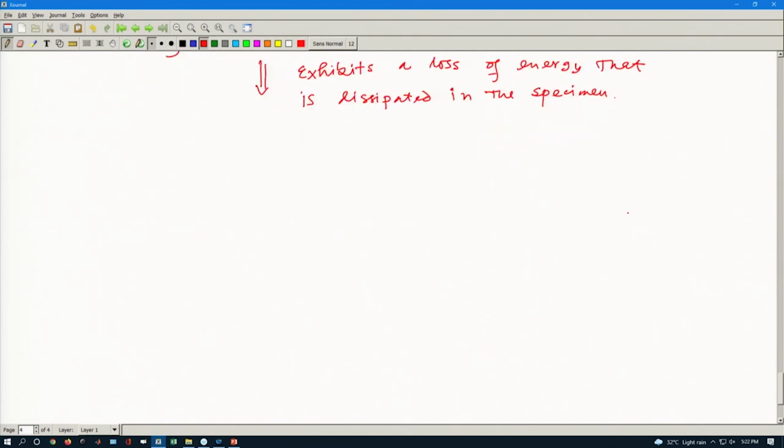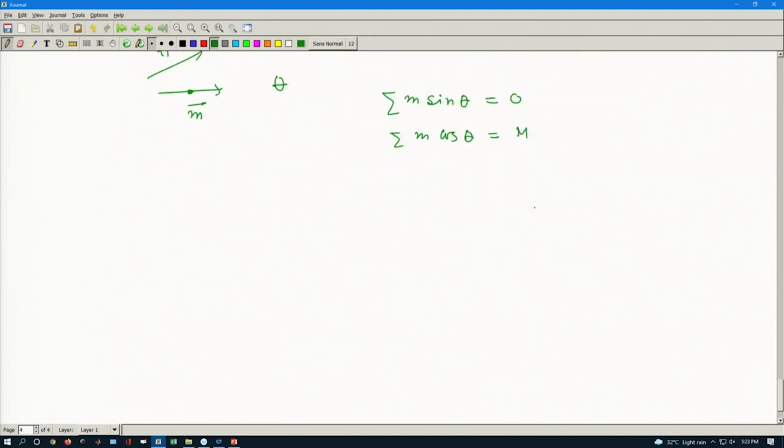So, this hysteresis loss I can calculate in this way. Suppose I am applying the H here in this direction, and this is my magnetic moment, and the angle between these two is theta. If I calculate the total magnetization, the sine component of all these magnetic moments perpendicular to H should be 0, whereas when aligned, the cos component of all these should be the magnetization that we are looking for.